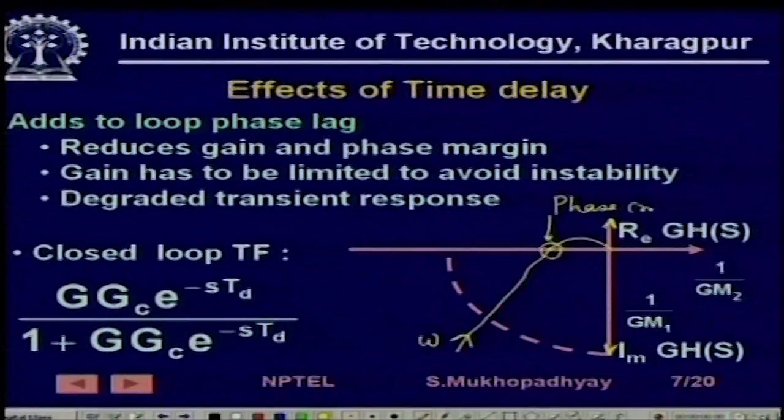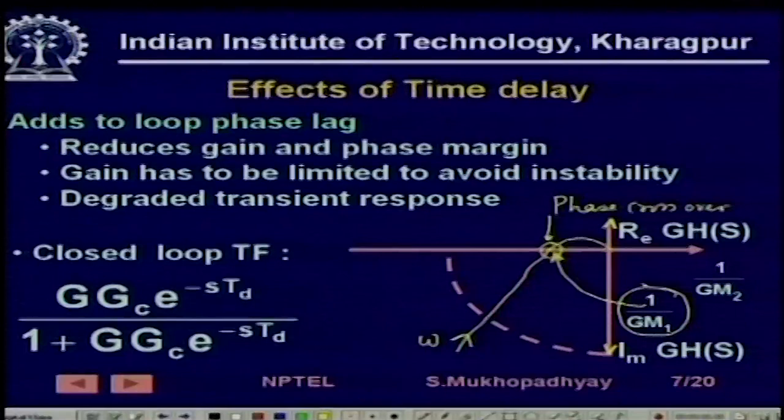So it is this frequency. If the gain here is GM, then the gain margin is 1 by GM1. So this is that of the loop without delay. Now, if you have a loop with delay, then what happens?